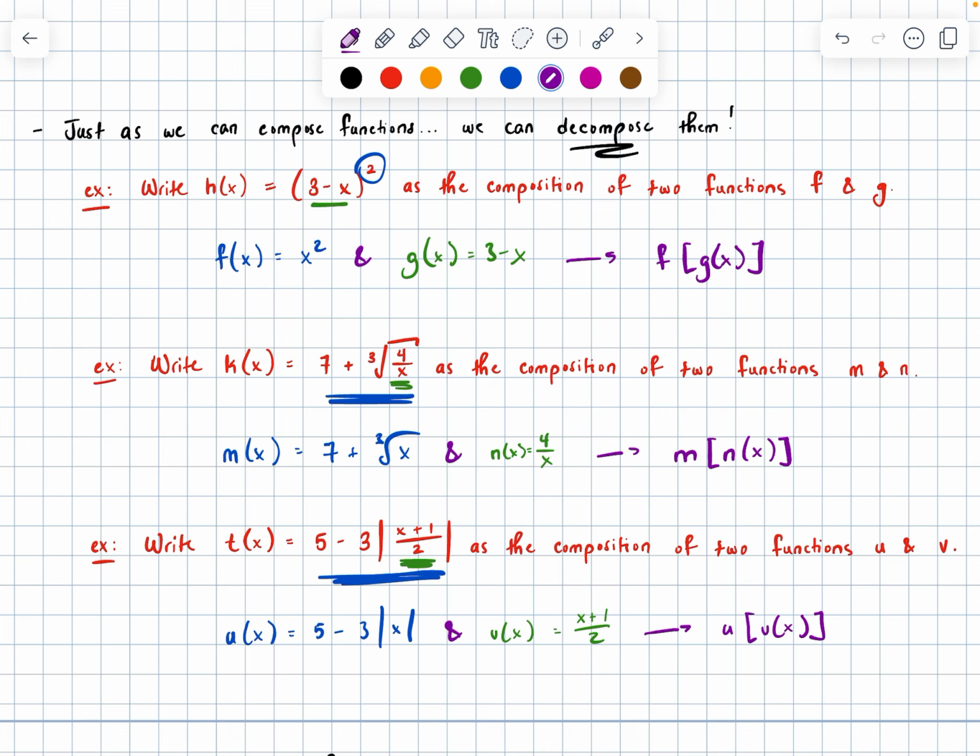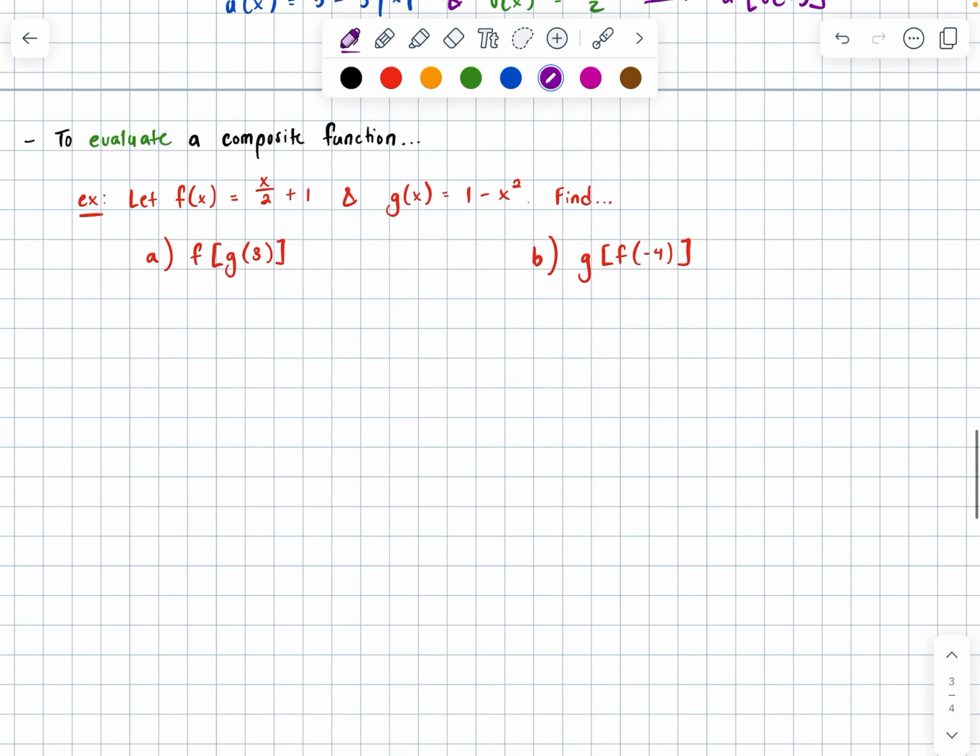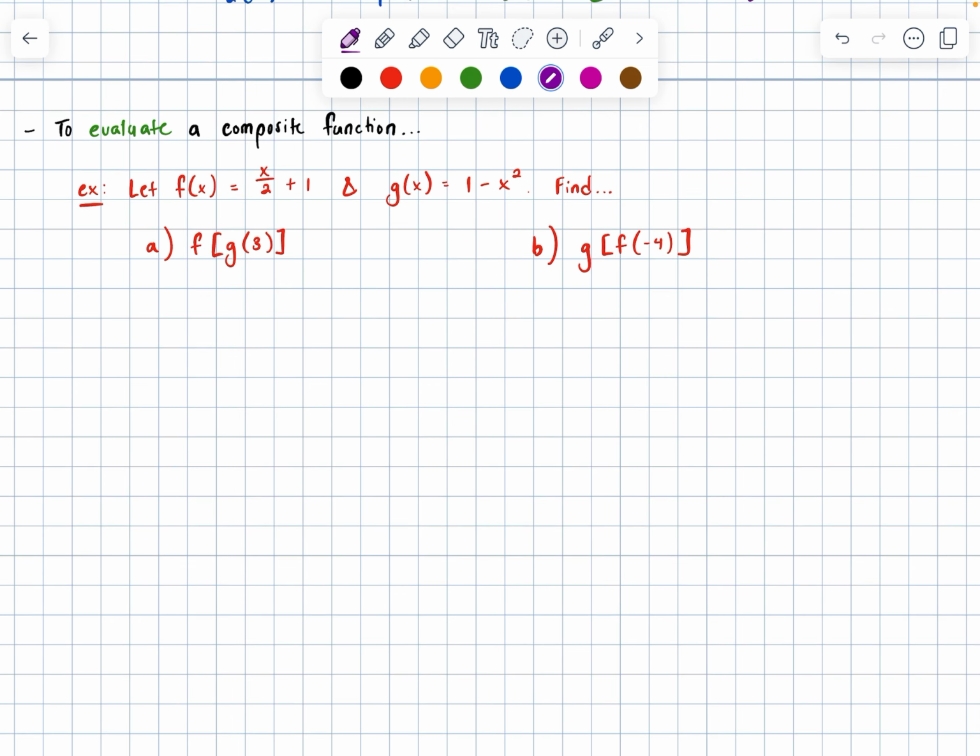Lovely. So we now know both how to compose and decompose functions. The last thing we want to talk about together is, how do I evaluate a composite function? Say, for example, I have f of x and g of x from the example above, and I want to find f of g of 3 or g of f of negative 4. What do you think the process for evaluating these functions might look like? And as a hint, what does it actually mean to evaluate? What are we trying to do?